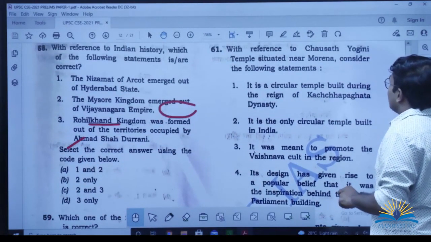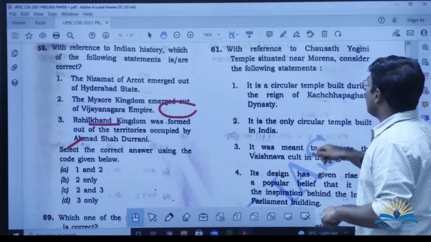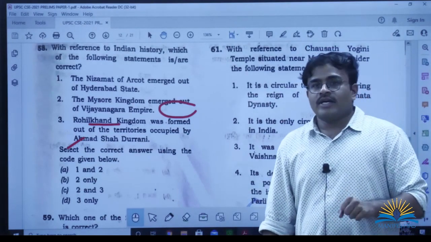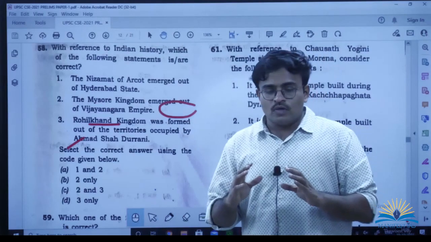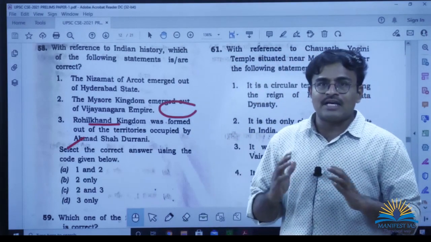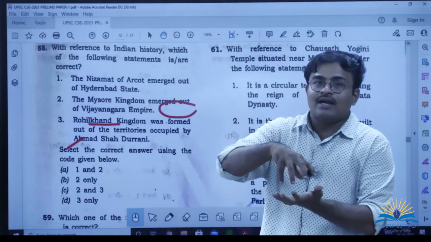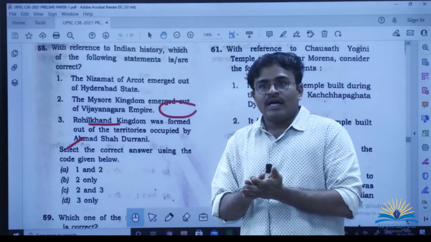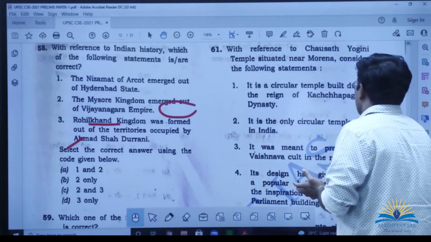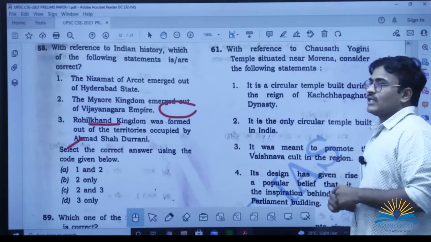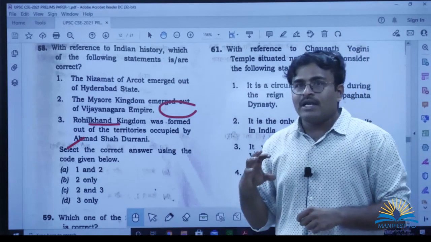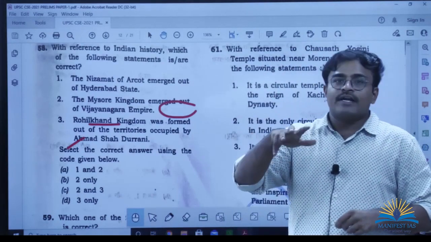It talks about this Chausat Yogini temple which is present in Morena. Morena's Chausat Yogini temple is the question. Chausat means 64. 64 yoginis are present in this temple, and it is a circular temple in India, but it is not the only circular temple in India. And it was established definitely by the Kachchhapaghata dynasty.